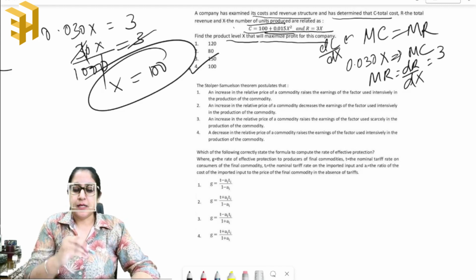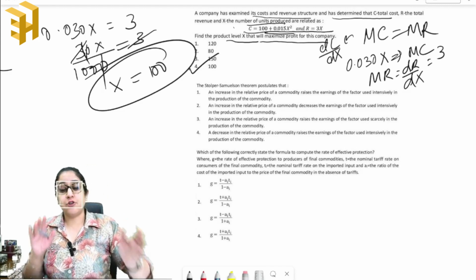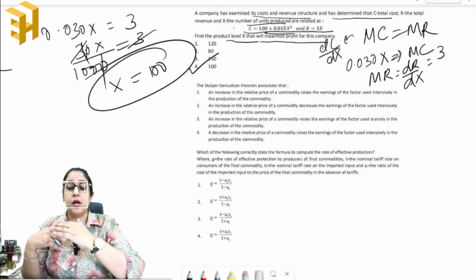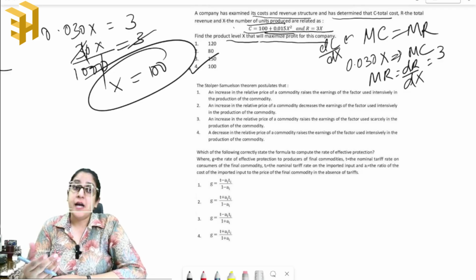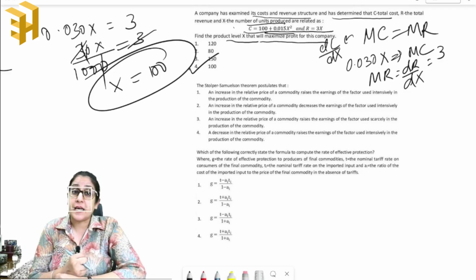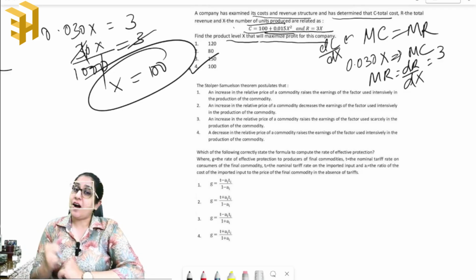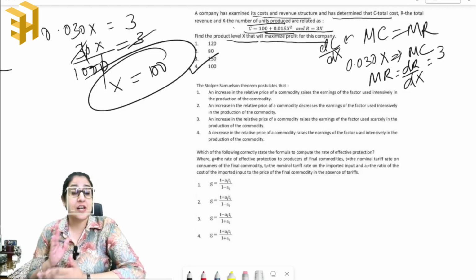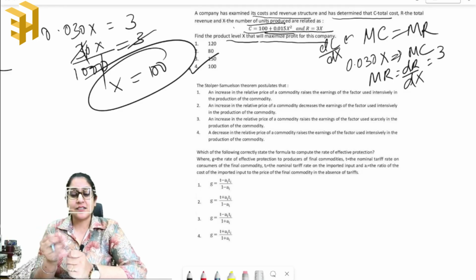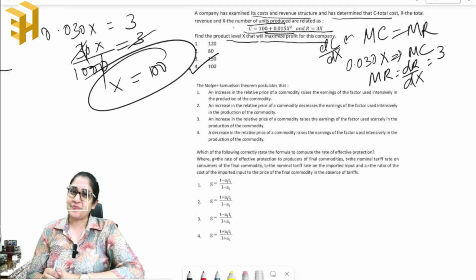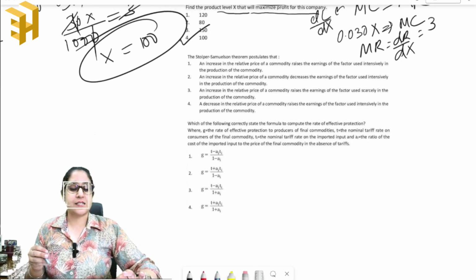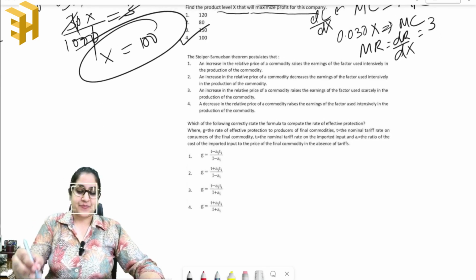Right? Easy question, right? So you need to know the basic idea, and seeing the question at first, it may seem confusing what is actually asked from it. But if you're clear with your concepts, if you're clear with your basics, this is nothing but a piece of cake for you. Okay, so x is equal to 100 is the right answer.